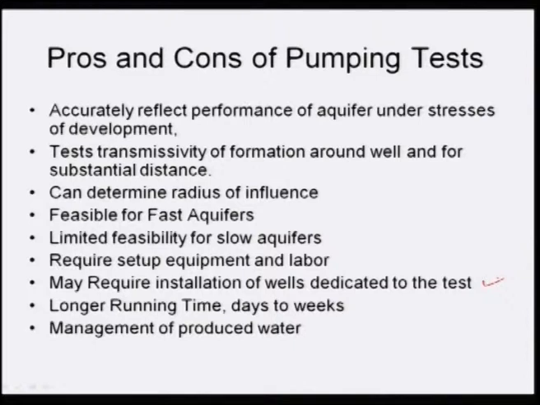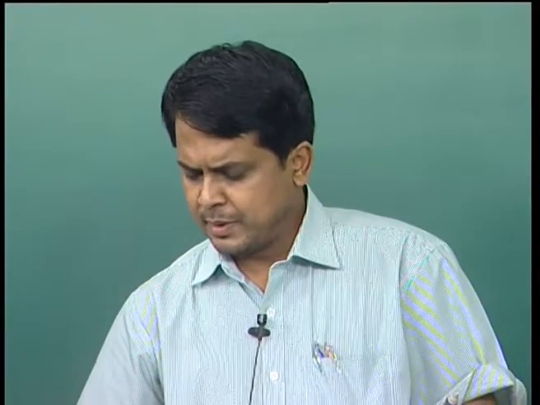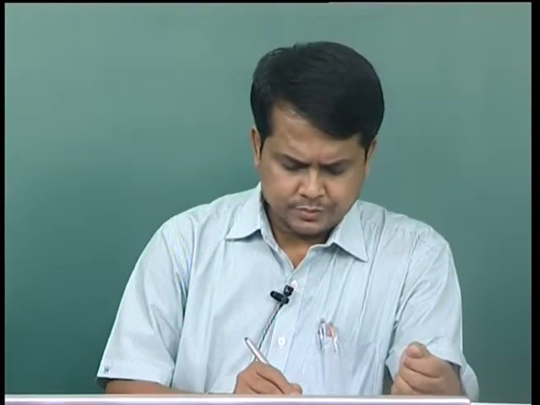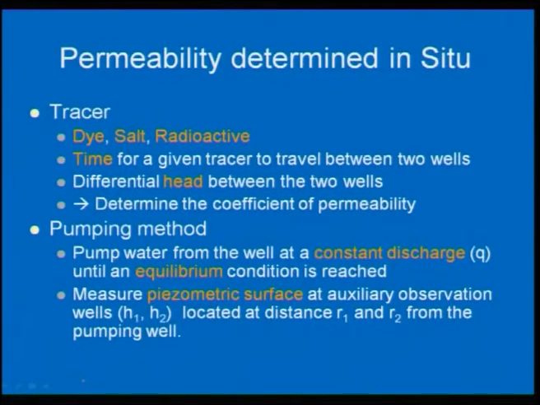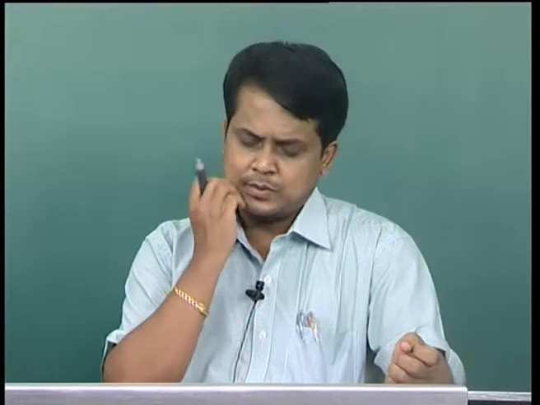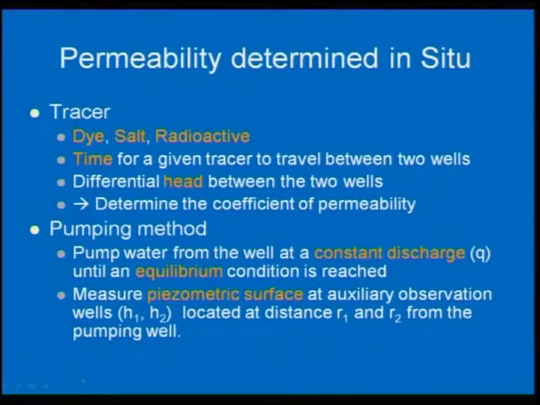Now, come back to the original topic, where we are discussing permeability measurement by means of tracers or slug. Earlier we discussed it and I have shown the basic things. A tracer is a dye or salt or maybe a radioactive material. This can be put inside the soil, inside the water, so that you can trace the flow by means of the tracer, and by means of the differential of head between the two wells, you can find out the coefficient of permeability.